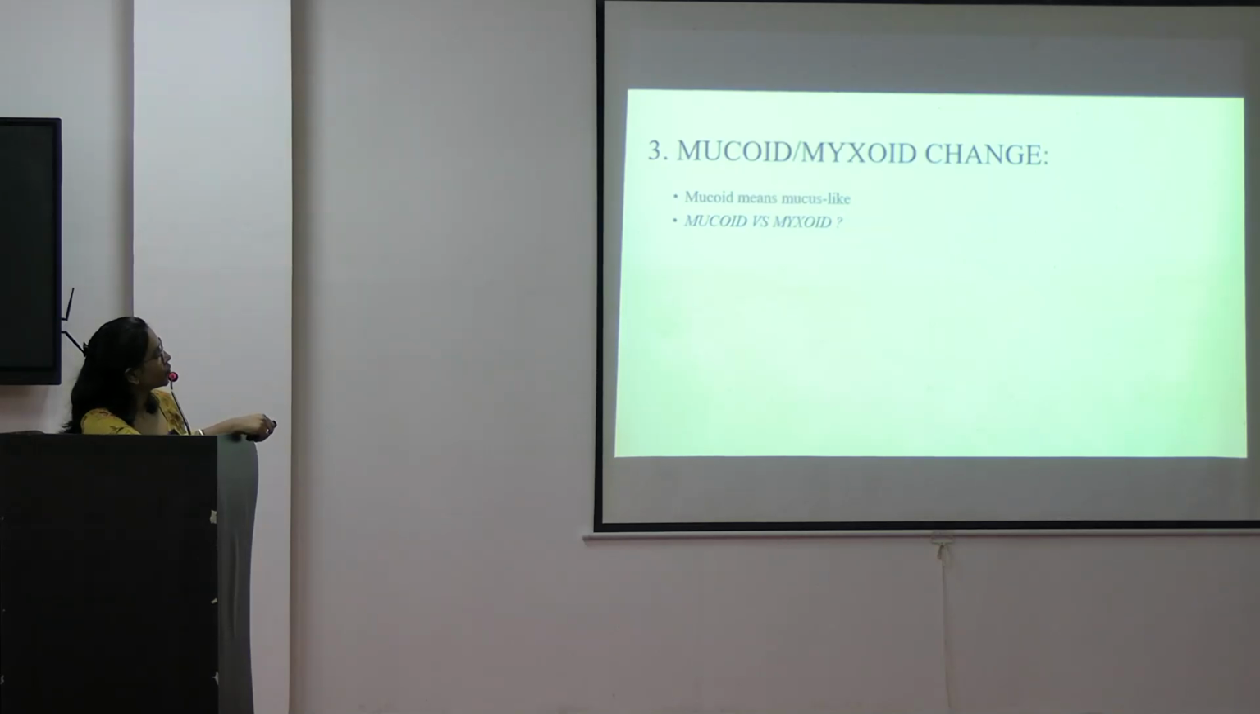Now another change is mucoid or myxoid change. What does mucoid or myxoid mean? They are the same. Mucoid itself means mucin-like. Even myxoid means mucin-like. So what is the difference between mucoid and myxoid? Any idea? Basically it's a difference in the origin. Mucoid is when there is production of mucin by the epithelial cells, and myxoid is when it is in the connective tissue.